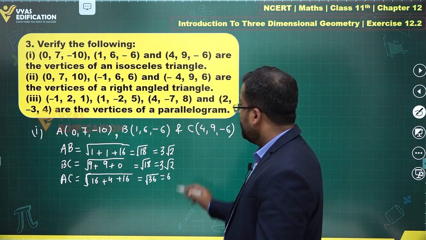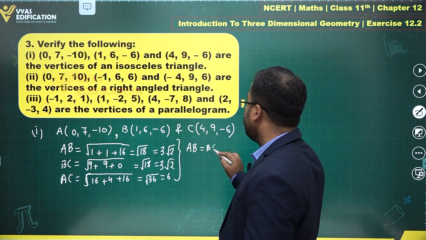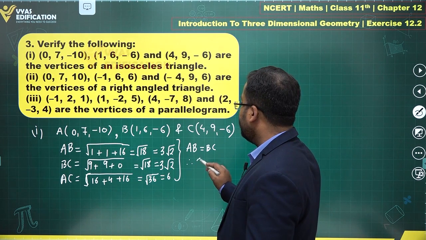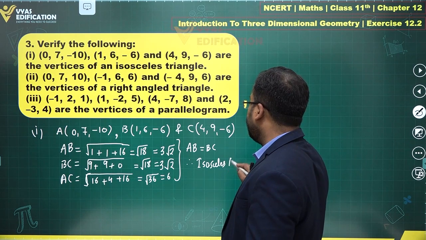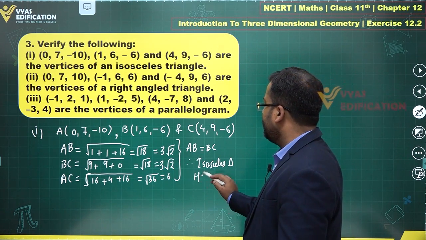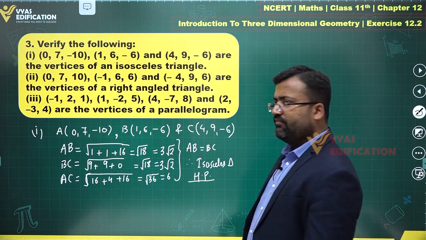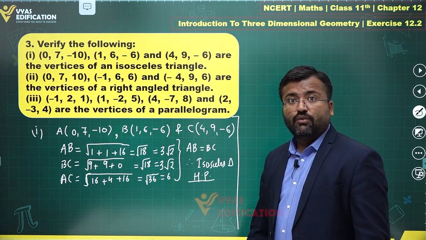Yes, first of all. So from here, I note that AB is equal to BC. Therefore, isosceles triangle. And we already have seen that AB plus BC is greater than AC. Hence, proved. Yes or no? Yes. That's a complete proof for the first part. What about the second part?